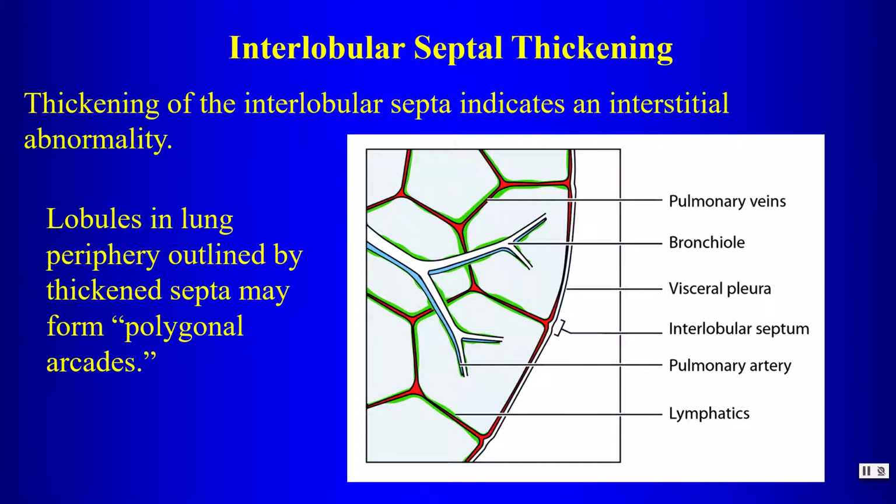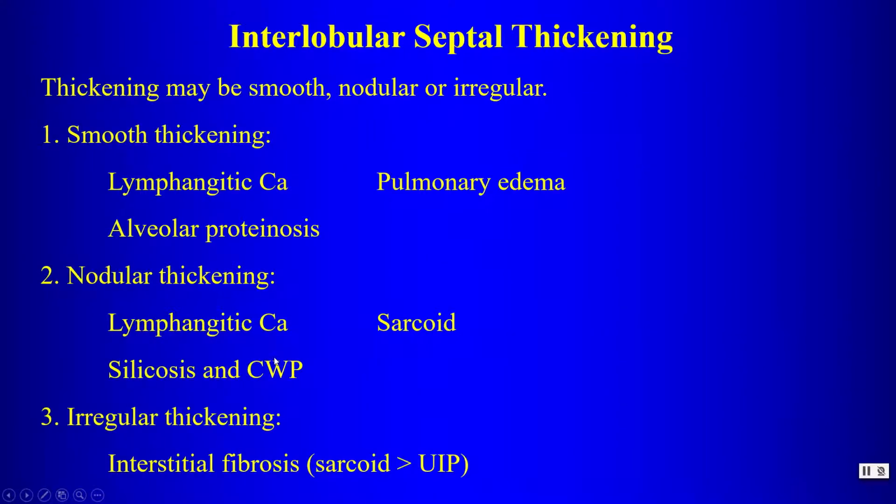So interlobular septal thickening should be very familiar to you. This is the thickening of the interlobular septae outlining the secondary pulmonary lobule, and we can have smooth thickening, which can be caused most commonly by pulmonary edema, but occasionally lymphangitic carcinomatosis; a rare disease like alveolar proteinosis might do that. Nodular thickening, remember pulmonary edema does not give you nodular thickening of interlobular septae. We can see that with lymphangitic carcinomatosis, sarcoid, occasionally silicosis, and coal workers' pneumoconiosis. And irregular thickening usually is a manifestation of fibrosis. So we can see that with sarcoid or UIP.